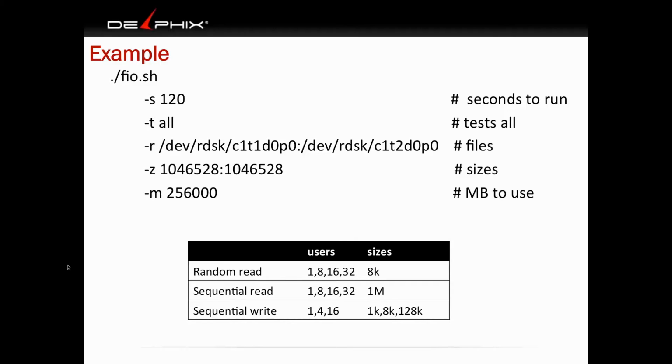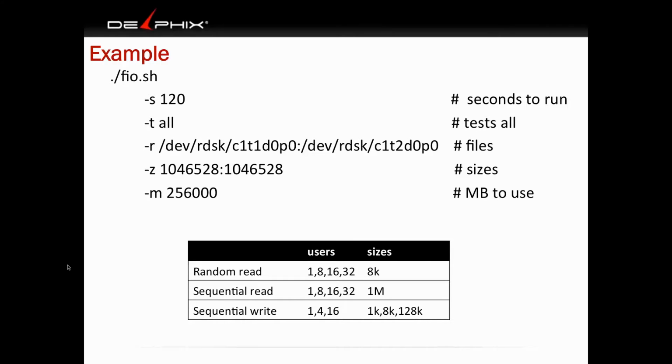So here I'm saying FIO.sh, run each test for 120 seconds. -T, do all the tests. -R, here are the raw devices I want to use. -Z, this is the size or the area on the raw device I want to use. And then finally, what's the total megabytes I want to use. And then it runs through this matrix of tests.